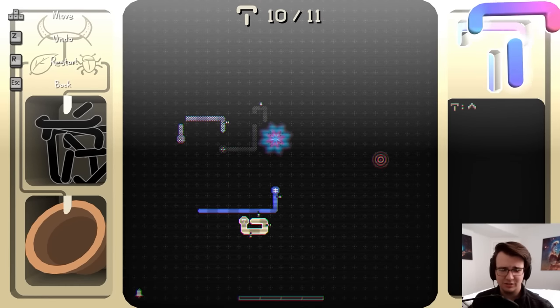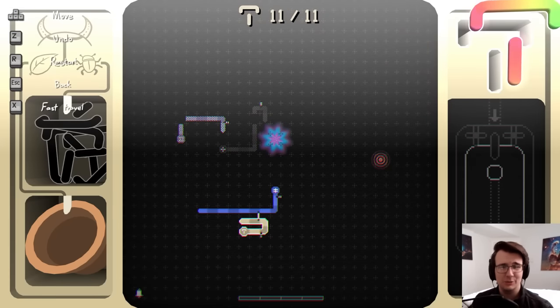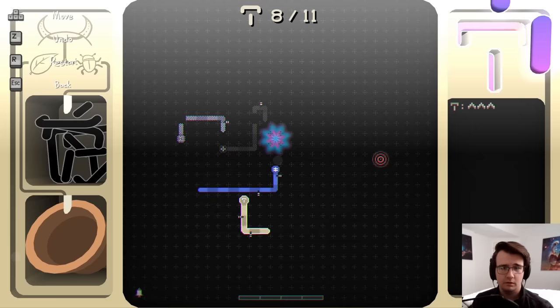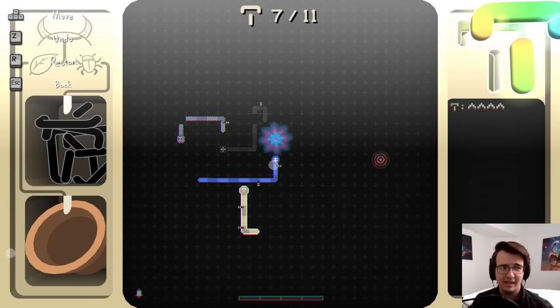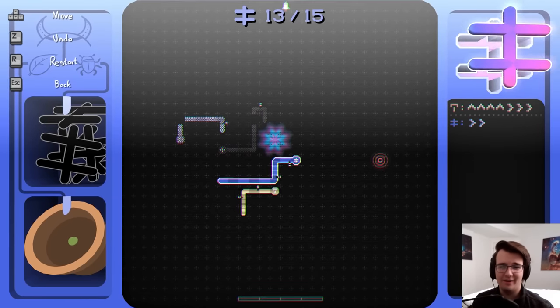Wait, how did I get to controlling the tan worm now? What the hell? Oh, if I press X, I can swap between the starts. Wait, does that mean they can work together? Like I push this up here and then swap? No, it won't let me swap now. What if I try to swap now? Okay, hold on, hold on.